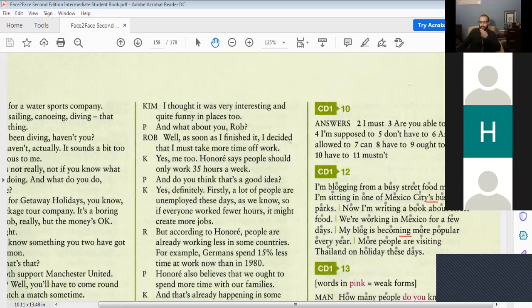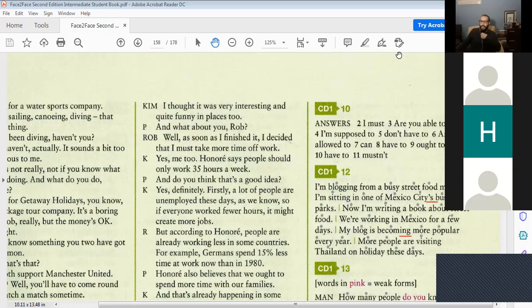More people are visiting Thailand on holiday these days. More people are visiting Thailand on holiday these days. All right, nice.